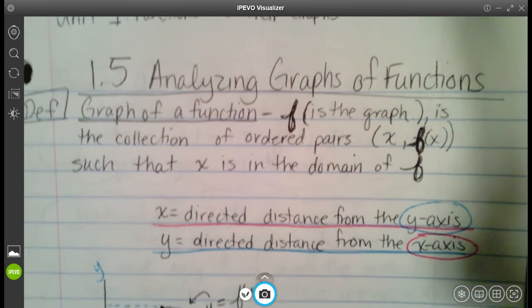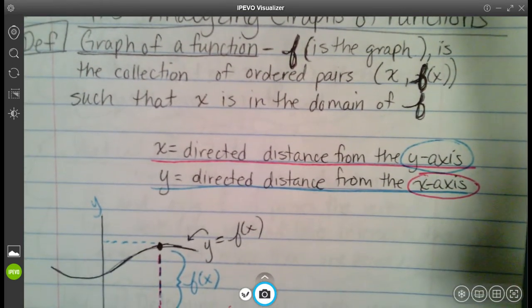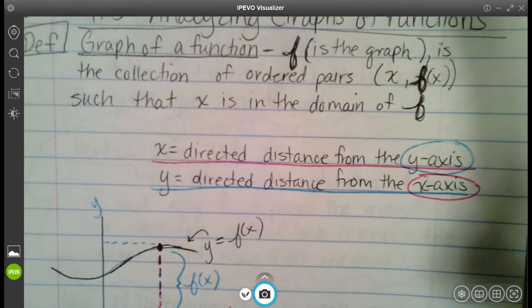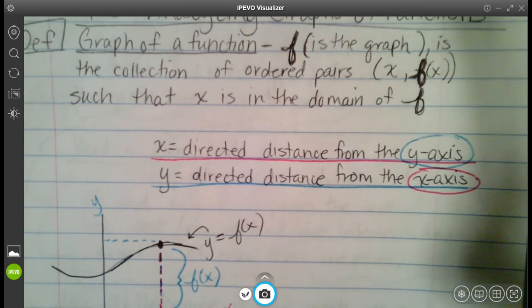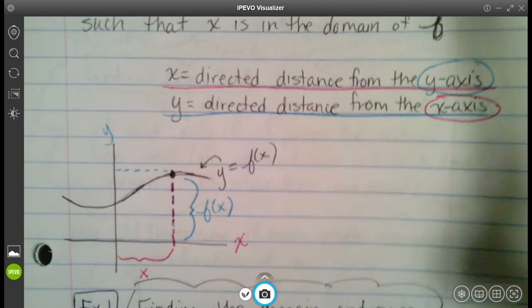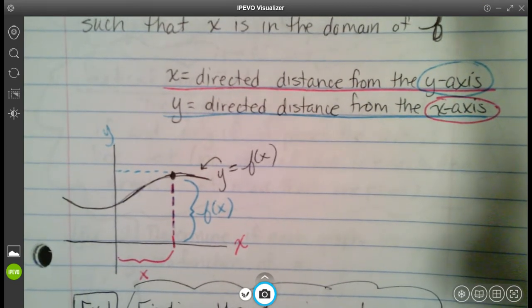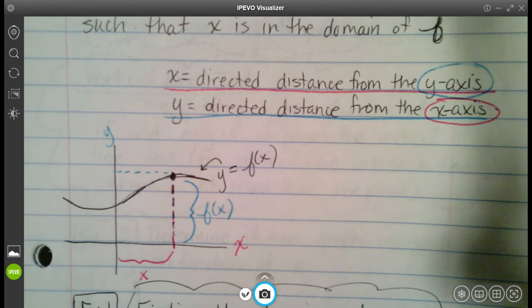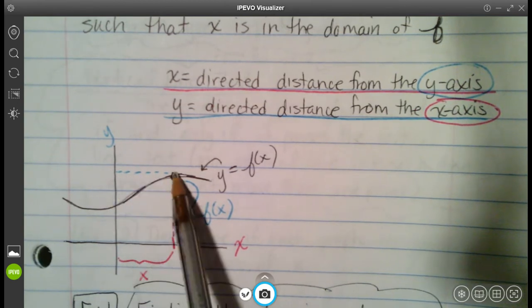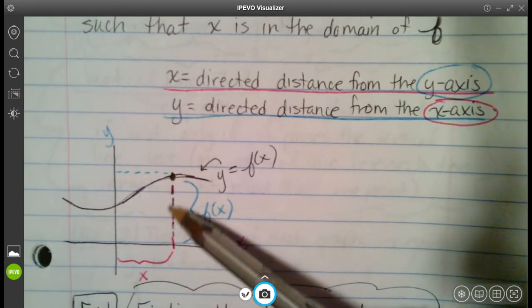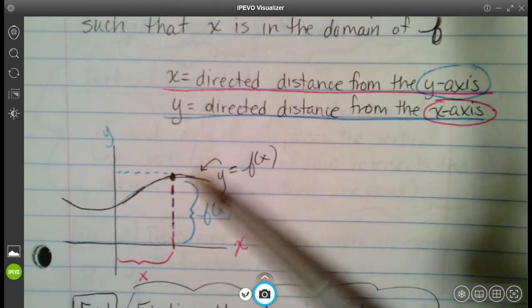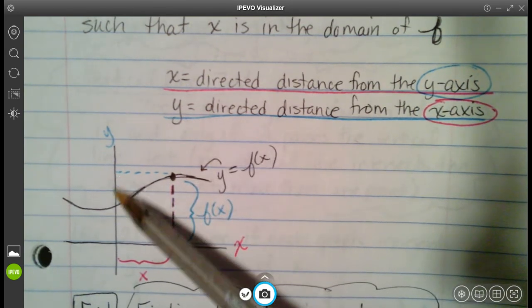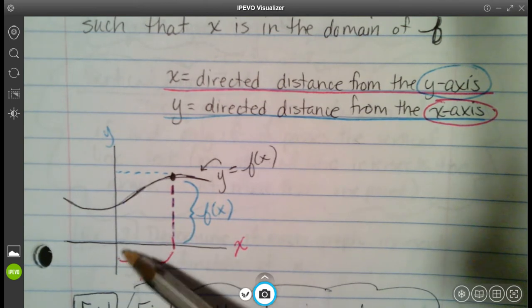Okay, a couple things we should know. x and y are given by the directed distance from the opposite axis. So what that means, and I have a picture here, is that the x value is the distance away from the y-axis, and the y value, so this value up here, is the distance away from the x-axis. That's why it's called the directed distance. It's this many spaces away from this axis, and so forth with the x.